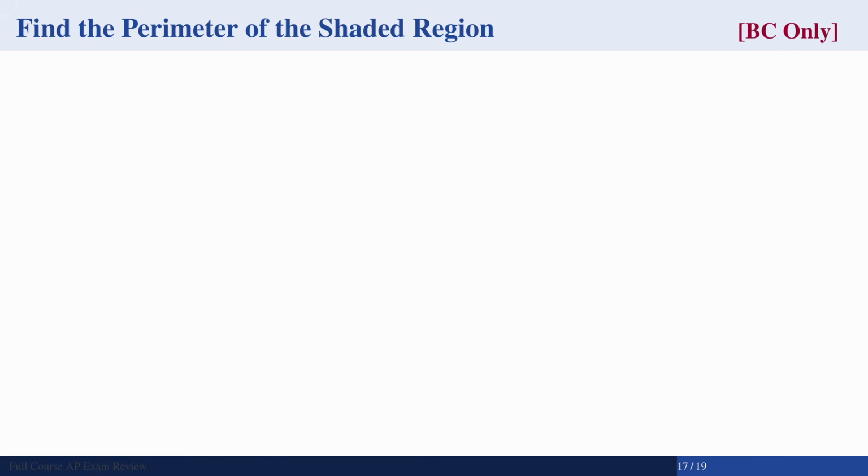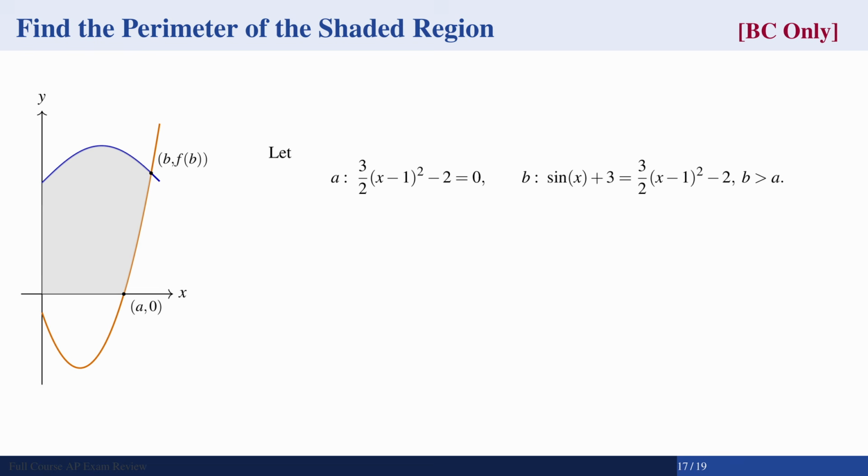Okay, let's take a look at our first example here. We want to find the perimeter of the shaded region. So our curves are 3/2 quantity x minus 1 squared minus 2, and also sine of x plus 3. So those are our 2 curves. First thing we need to do is we need to figure out where the quadratic intersects the x-axis. I'm going to call that point A. I use a calculator.